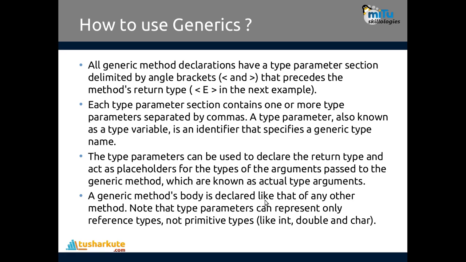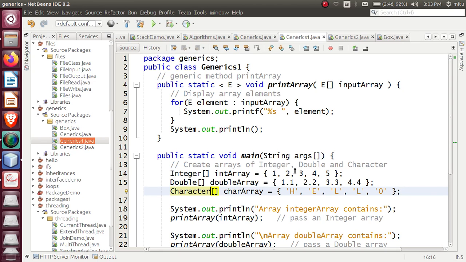A generic method's body is declared like that of any other method. Note that type parameters can represent only reference types, not primitive types. Here the application of wrapper classes comes in. We are not going to use int, double, or char. We are going to use the Integer, Double, and Character wrapper classes. Let's see an example on generics.